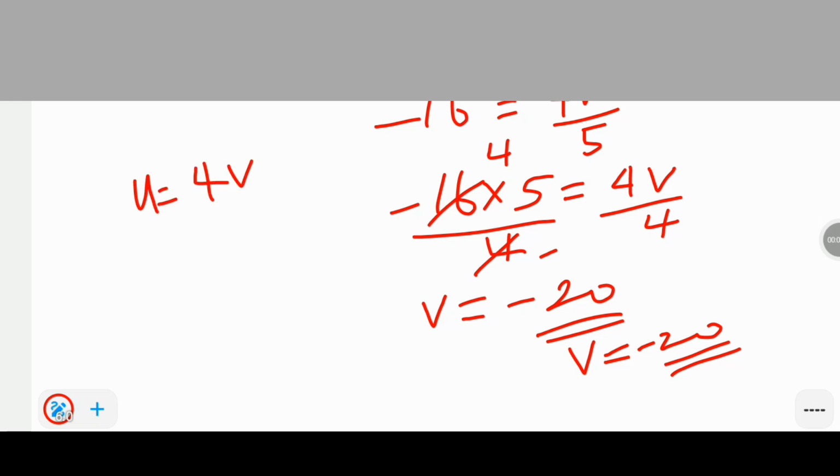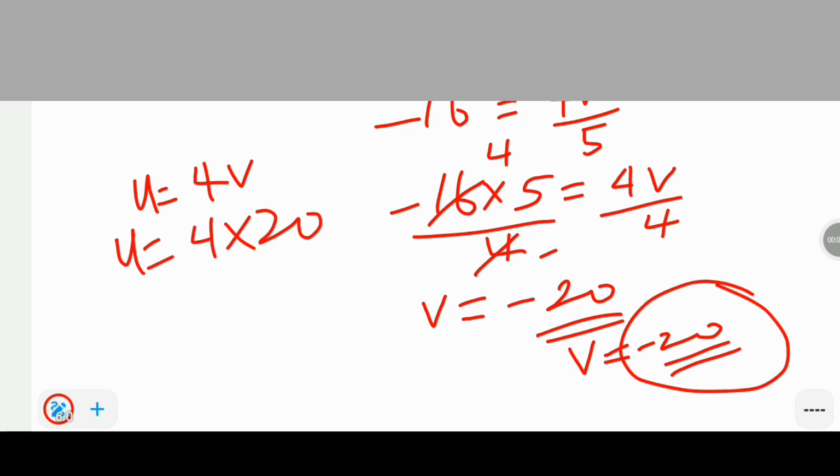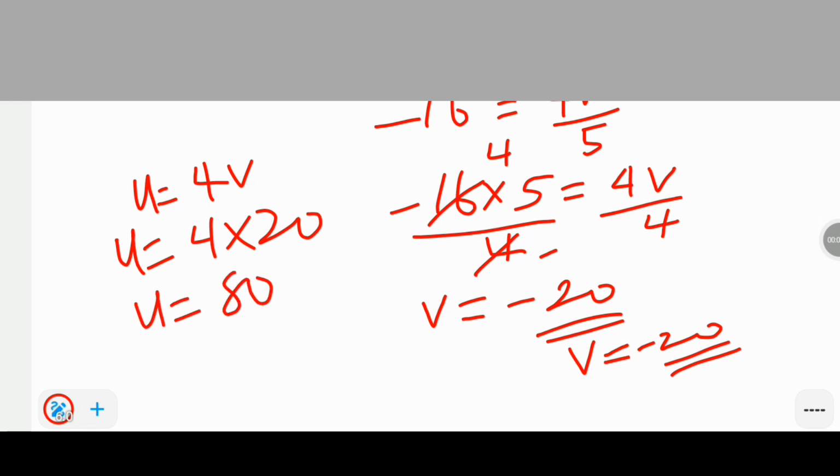The next thing to do is to find the object distance. That will give you U is equals to 4 times 20. Since U is 20, what you need is the numerical value of V. You don't need to take the sign when looking for U. So this will give you U equals to 80.